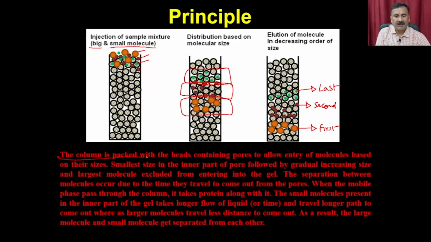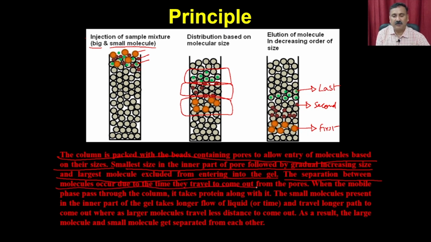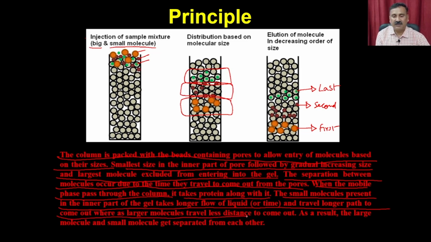The column is packed with beads containing pores to allow entry of the molecules based on their sizes. The smallest size enters the inner part of the core, followed by gradually increasing sizes, and large molecules are excluded from entering into the gel. The separation between the molecules occurs due to the time they take to come out from the pores. When the mobile phase passes through the column, it takes the protein along with it. The small molecules present in the inner part of the gel take a longer flow of liquid and travel a longer path to come out, whereas the larger molecules travel less distance to come out. As a result, the large molecules and small molecules get separated from each other.